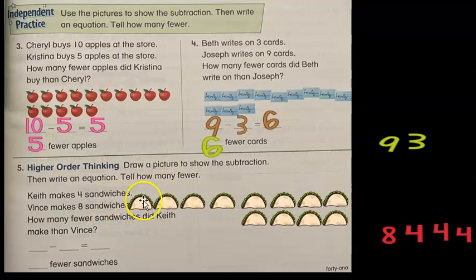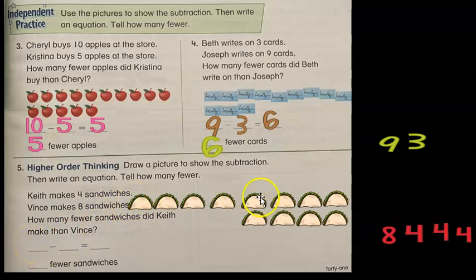Vince, because look at that. There's more sandwiches here. Vince has more sandwiches than Keith, because Keith only made 4 and there's not any at the bottom here. You can see just by looking at that picture. Now first graders, since this row has more sandwiches, this number goes up front here now.